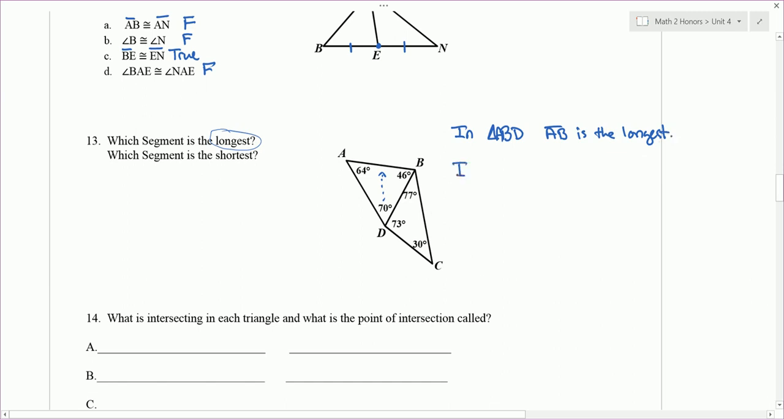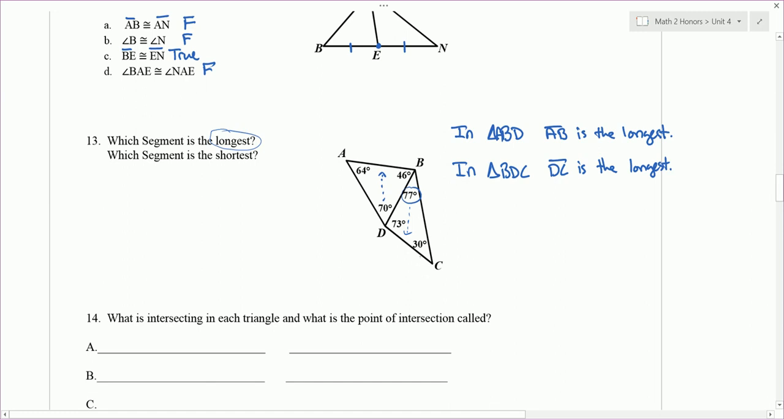In the other triangle, in triangle BDC, the largest angle is 77, and so DC is the longest side. Okay, so now the question is, which one's longer? Is AB longer or is DC longer?